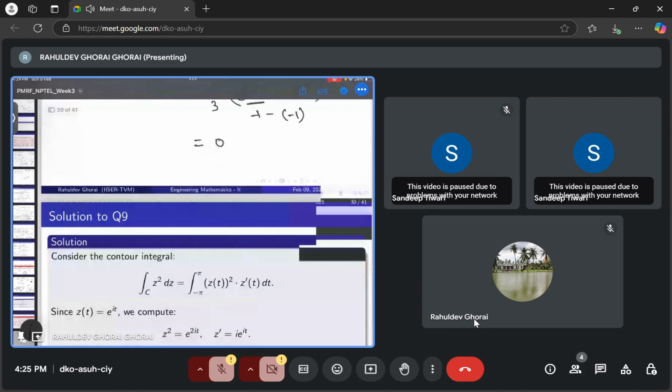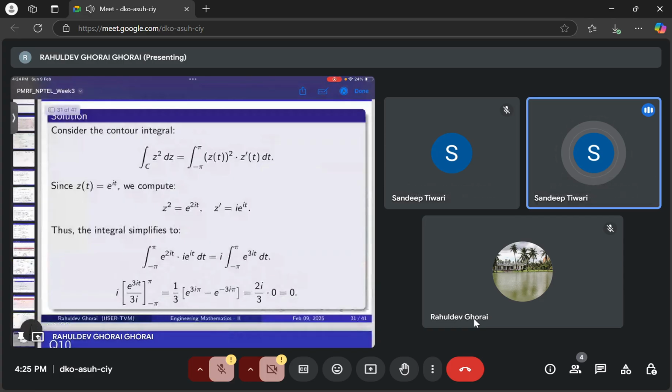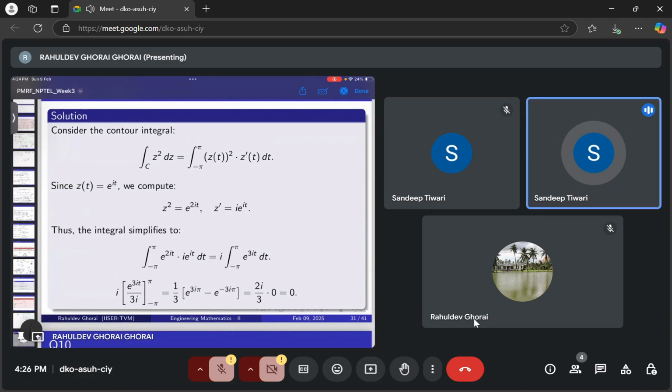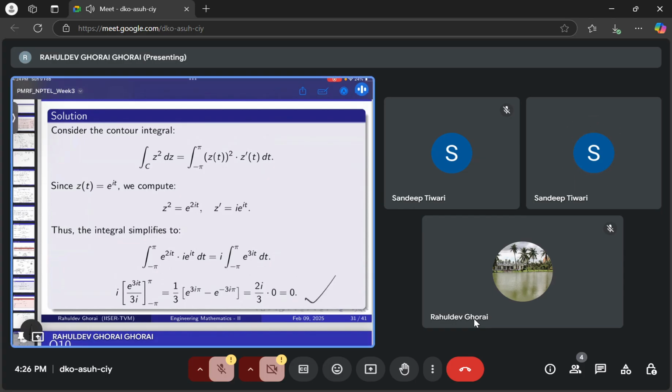Okay. Sir, this is the analytic function z square, sir. Yeah, that also you can use. z square is analytic, so along any closed curve this integral is 0. That also you can use. Yeah. And otherwise it is the same thing.